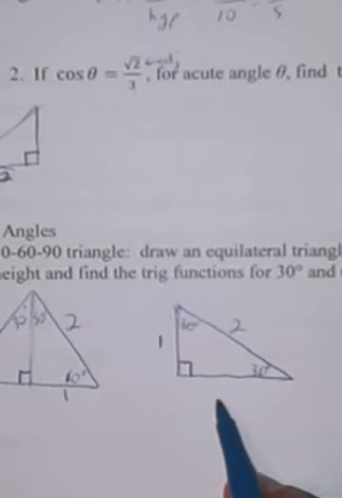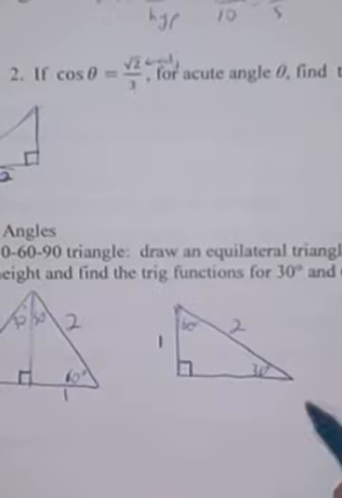So I just need to find the third side and then figure out, for the angle that's 30 degrees, what is the sine? Sine is opposite over hypotenuse. What is the cosine, which is adjacent over hypotenuse? And what is the tangent, which is opposite over adjacent? And then the secant, remember, is the reciprocal of the cosine. The cosecant is the reciprocal of the sine. And the cotangent is the reciprocal of tangent.